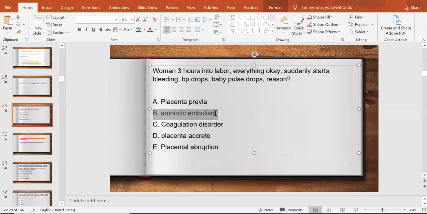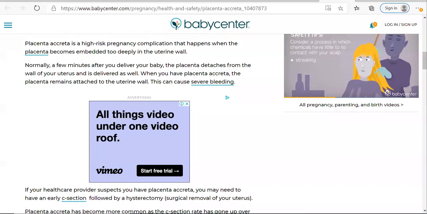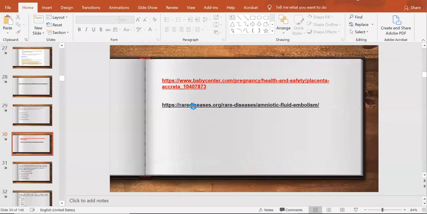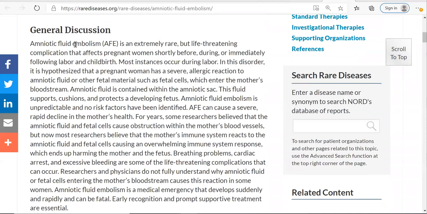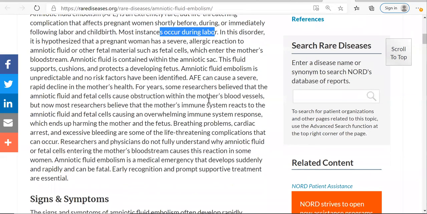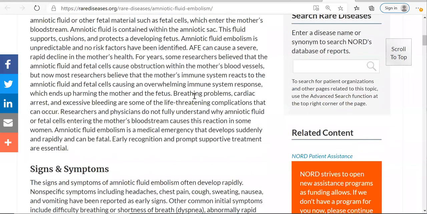So that one is out. Amniotic embolism, very good option to choose. Let's read something about amniotic embolism, how it presents. Amniotic fluid embolism is an extremely rare but life-threatening complication that can happen shortly before, during, or immediately after birth. Most usually occur during labor. It is a hypothesis that it happens due to a severe allergic reaction to the amniotic fluid or fetal cells that enter the mother's blood during labor. Amniotic fluid embolism can happen suddenly without any risk factor identified.